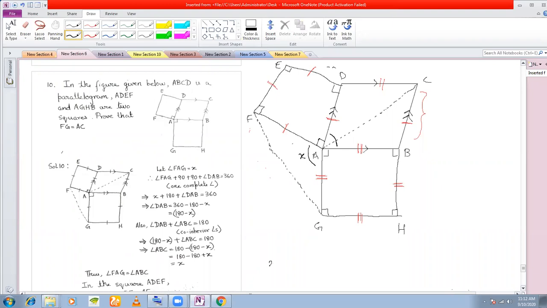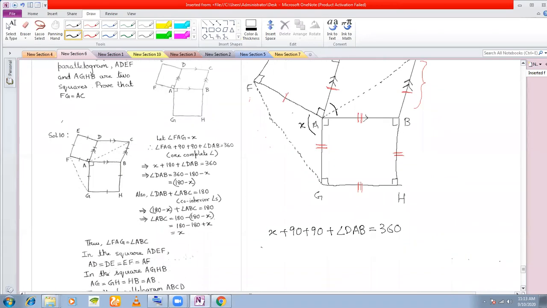See that x plus 90 plus 90 plus, what is this angle? This angle is angle DAB, the unknown angle that I want to find out, equal to 360, because it is one complete angle. Okay, so therefore angle x plus 180 plus angle DAB is 360. That means angle DAB is 360 minus 180 minus x, which will give you 180 minus x.